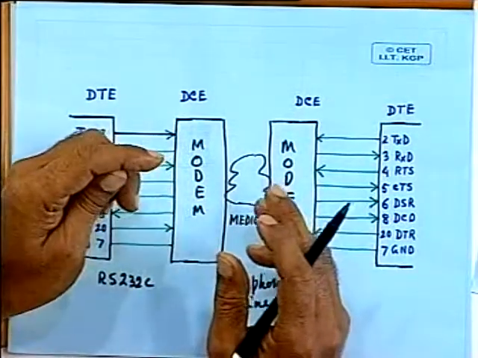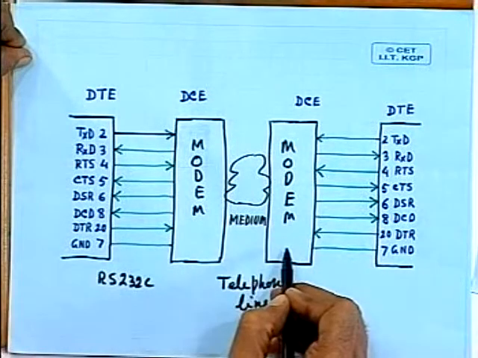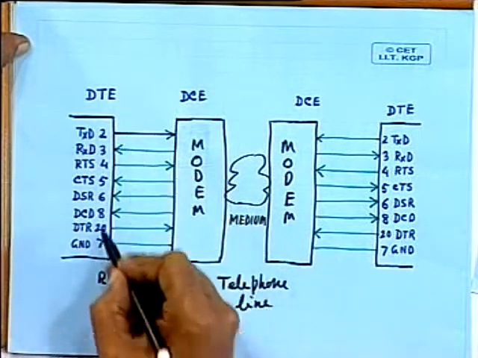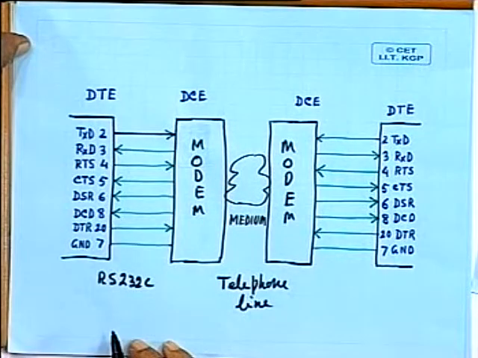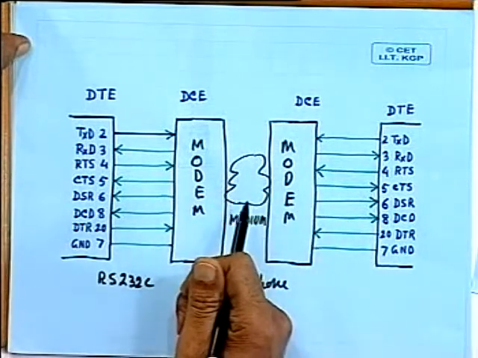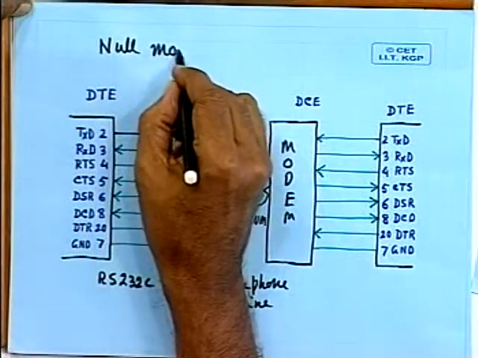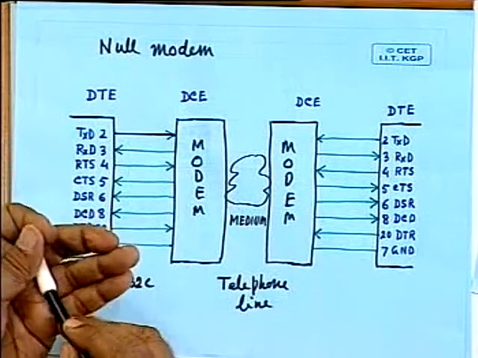Now suppose these two DTEs or computers are placed side by side, very close, not far off. There is no need to connect them with the help of a telephone line. In that case, these modems are not necessary. So in such a situation, can you make use of this RS-232C line? Some technique has been invented for doing that, and that concept is known as null modem. Let's see how null modem is implemented.